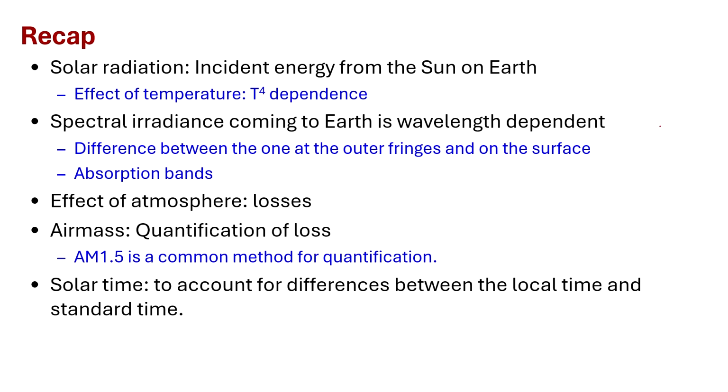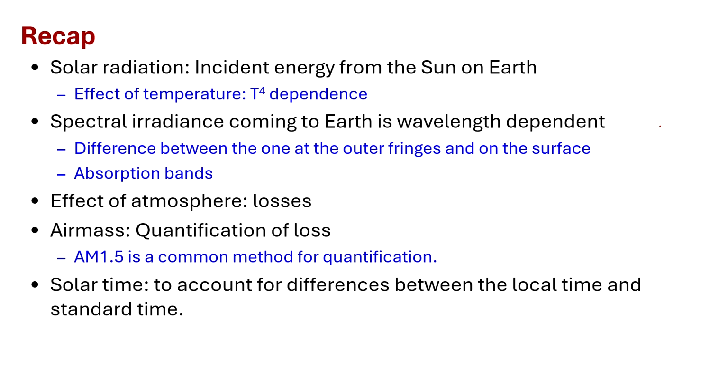So we discussed solar radiation that is incident from the sun on earth. We can determine the amount of solar energy that we get on a given surface. We saw that the spectral irradiance that we obtain on the earth is dependent upon the wavelength, and it maximizes in the visible region, that is between 300 to 750 or 800 nanometer.